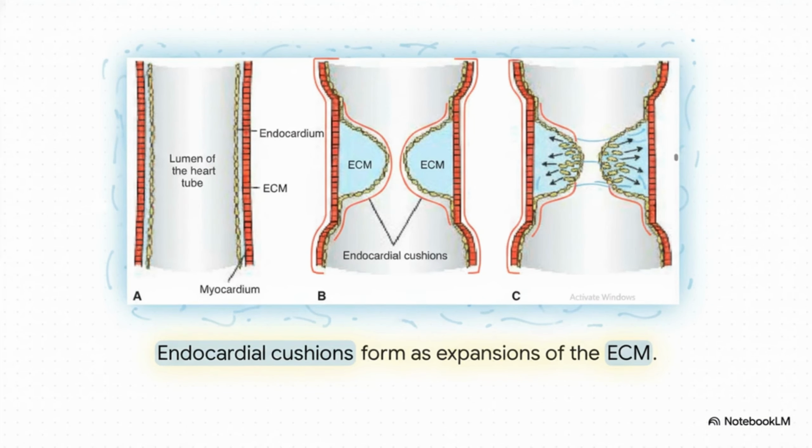Now, what's really fascinating here is visualizing how this all kicks off. Early on, the heart tube is just myocardium on the outside and endocardium on the inside, right? And they're separated by this layer of extracellular matrix, or ECM. You can see here how the endocardial cushions start out as physical expansions of this extracellular matrix. Once that matrix expands, cells actively migrate right into those cushions and start to rapidly proliferate.